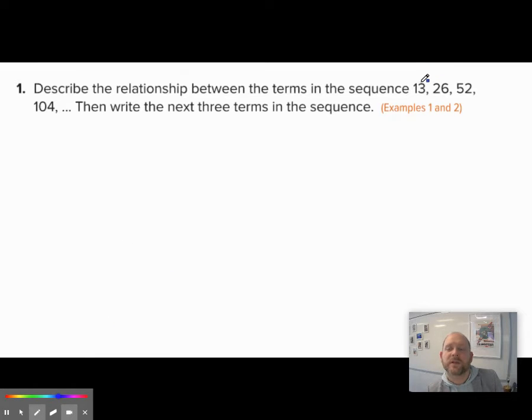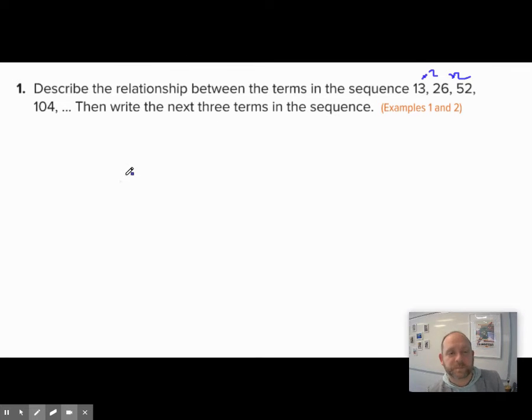Let's try multiplication. 13 to 26. I can multiply 13 by 2 to get to 26 because it's 13 plus 13. So this is multiplied by 2. And then from 26 to 52 is also multiplying by 2. And then 52 times 2 would be 104. So it looks like we're just multiplying by 2 each time to get the next term of the sequence.